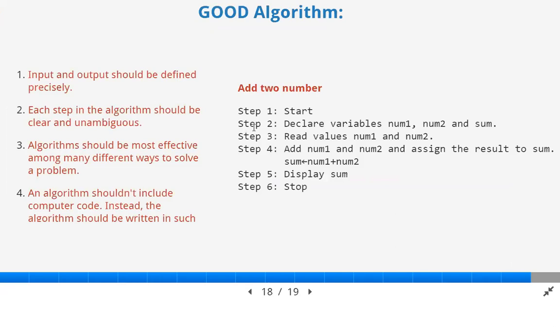So the same way goes with our computer program. Okay. And we have the characteristics of a good algorithm. First, input and output should be defined precisely. So what we want to get and what kind of information must be entered.